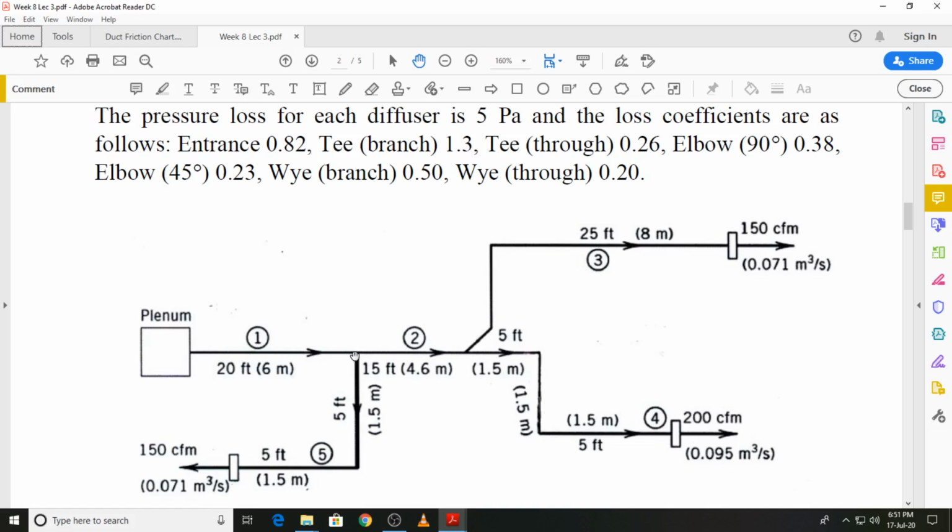So when you move from segment 1 into segment 5, part of the air, that is 0.071 cubic meters per second, will go into this segment. The remaining will then be carried on forward to segment 2. So in segment 2 the volume flow rate will be the sum of these 3 minus 0.071, that means the sum of the other two values, 0.071 and 0.095. And then finally when we go into the other segments, over here the volume flow rate will be 0.071 in segment 3, in segment 4 it will be 0.095.